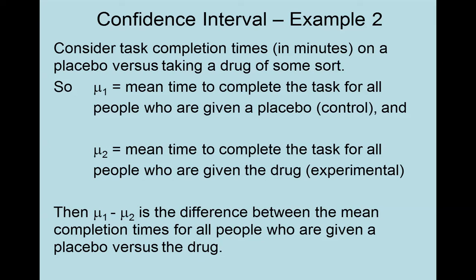So we're going to let mu1 be the mean time to complete the task for everyone when they are not on a drug. So they're going to be given a placebo. And then mu2 will be the mean time to complete a task for everybody who could be given the drug. So mu1 minus mu2 would be the difference between the mean completion times for all people when given a placebo versus the drug.